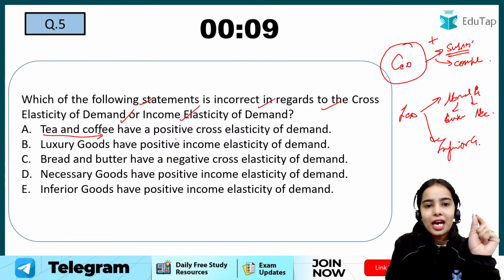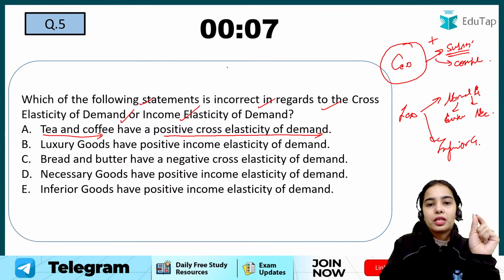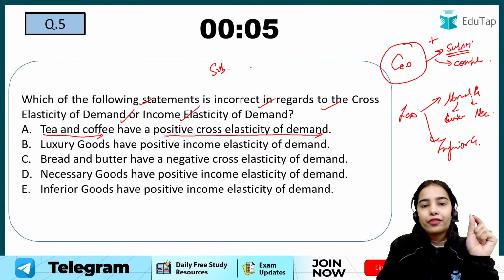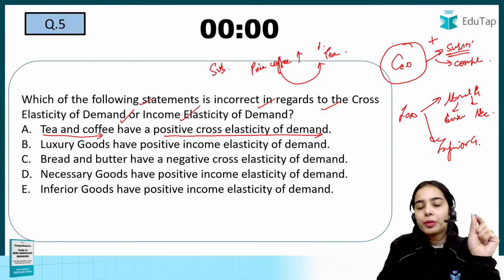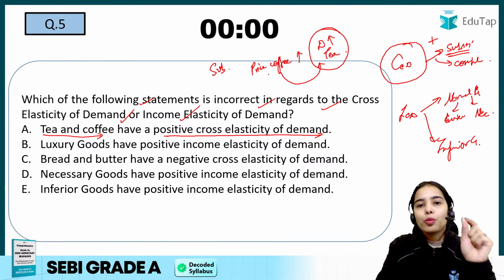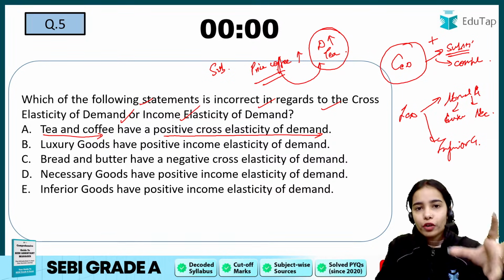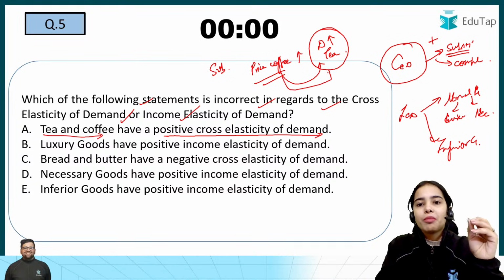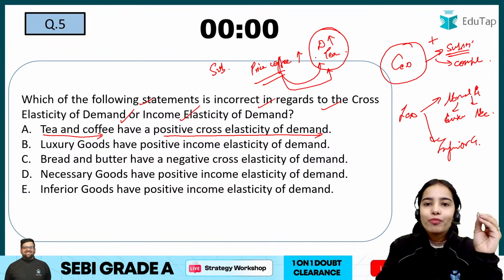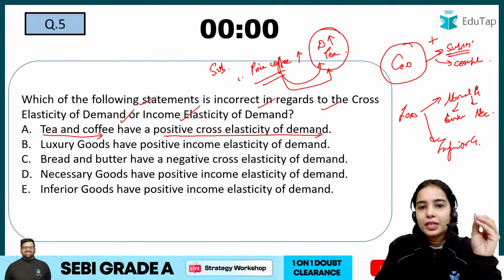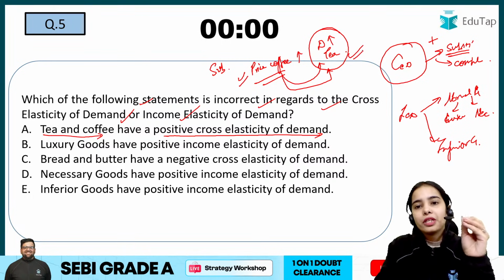So substitute goods have positive cross elasticity of demand. Tea and coffee have positive cross elasticity of demand because they are substitute goods. If the price of coffee is increasing, many of the people will shift to tea and will start demanding more tea, because coffee is becoming very expensive. It is getting out of budget for many of the people. So they have positive cross elasticity of demand. If the price of coffee is increasing, the demand for tea will increase.